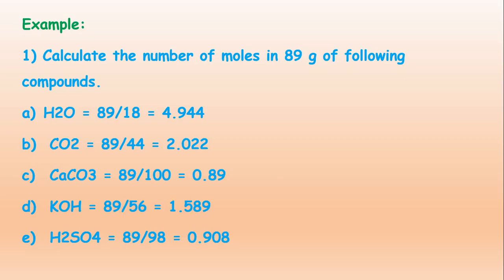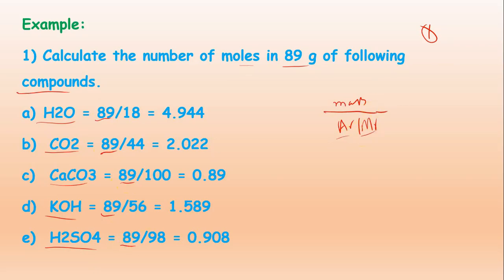Now the question related to formula number 1: calculate the number of moles in 89 grams of the following compounds. For example, water, CO2, calcium carbonate, potassium hydroxide and sulfuric acid. The formula is given mass divided by relative atomic mass or relative molecular mass. So the given mass is 89, that will be the same in all the questions.